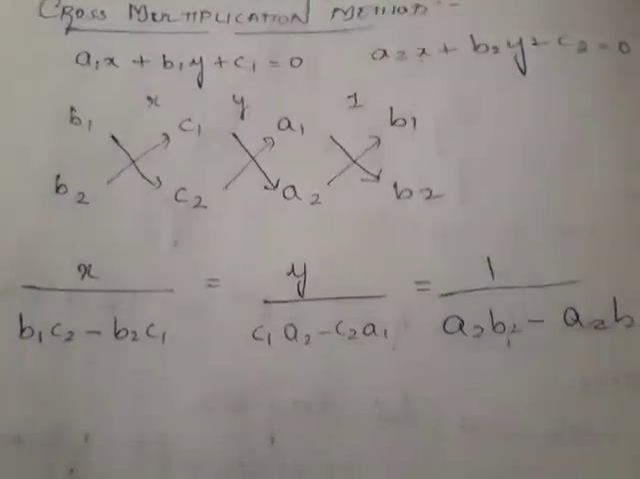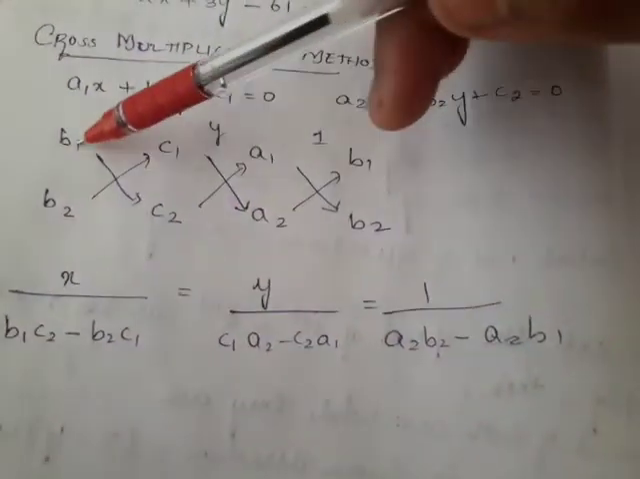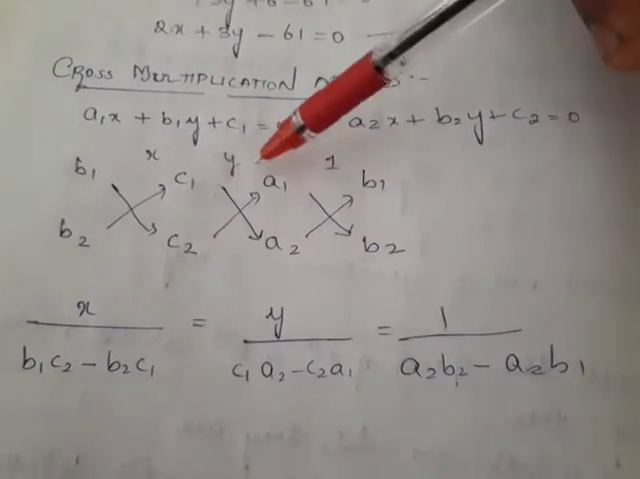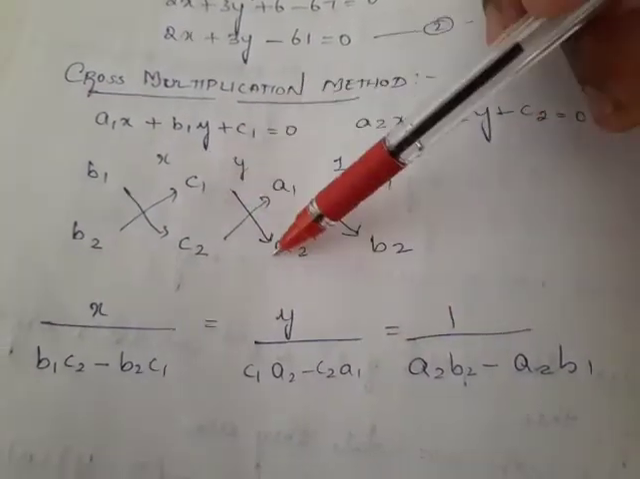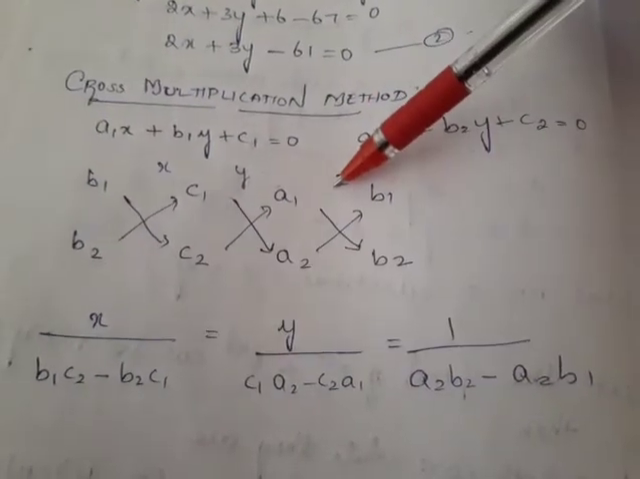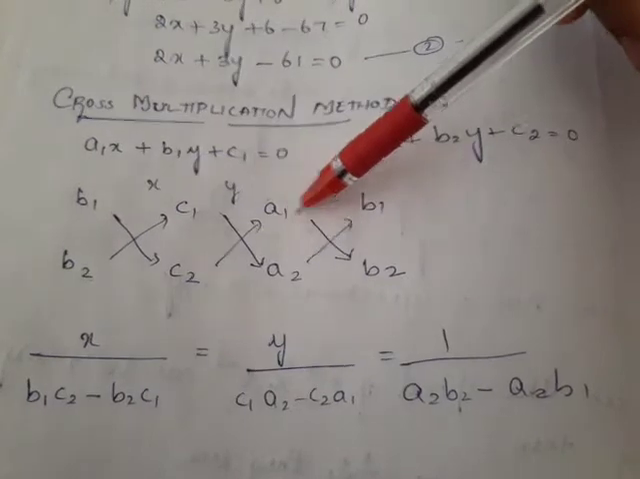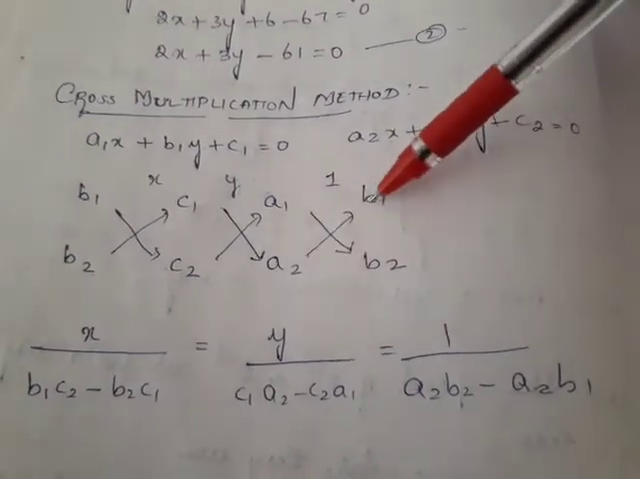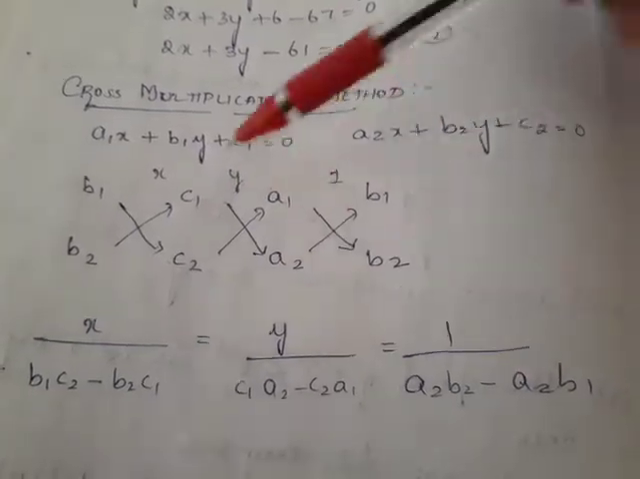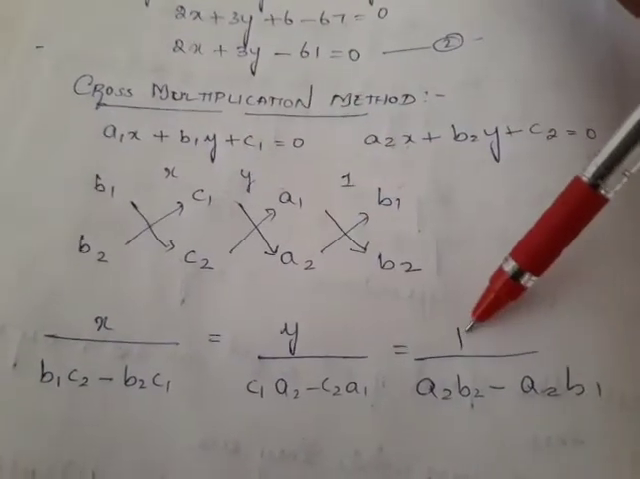How can we write this? You should write like this: x divided by b1 into c2 minus b2 into c1, which equals y divided by c1 into a2 minus c2 into a1, which equals 1 divided by a1 into b2 minus a2 into b1. Always this should be 1 only. Whatever constant you have, you should write 1 only here.